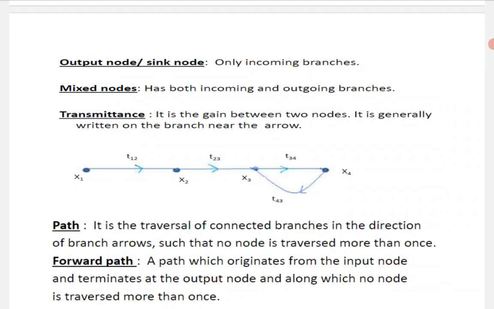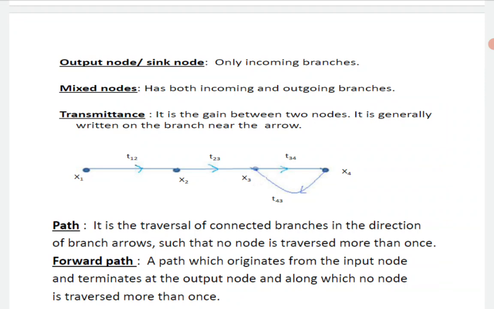Mixed node: it has both incoming and outgoing branches. When we solve relevant problems regarding SFG, we will see some nodes can be treated for some purposes either as an incoming node, that means an input node, or it can also be treated as an output node, depending on the problem.